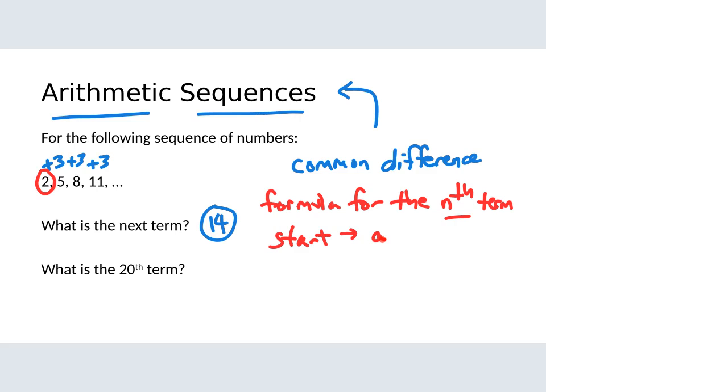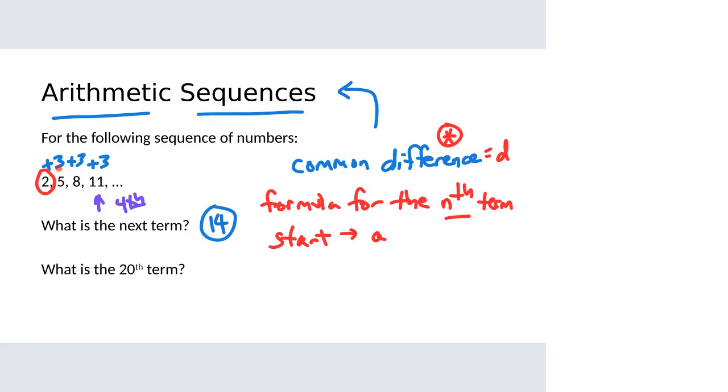Our common difference is going to be really important for us when we're building our formula for the nth term. We're going to call that D. So we have our starting point A, we have our common difference D, and now we're going to build this formula. And my question to you is, when we wanted to get to 11 here, we would call that the 4th term of the sequence. How many common differences did we have to do to get there? How many jumps did we have to do to get to the 4th term? If I want to get to the 4th term, how many jumps do I have to make?